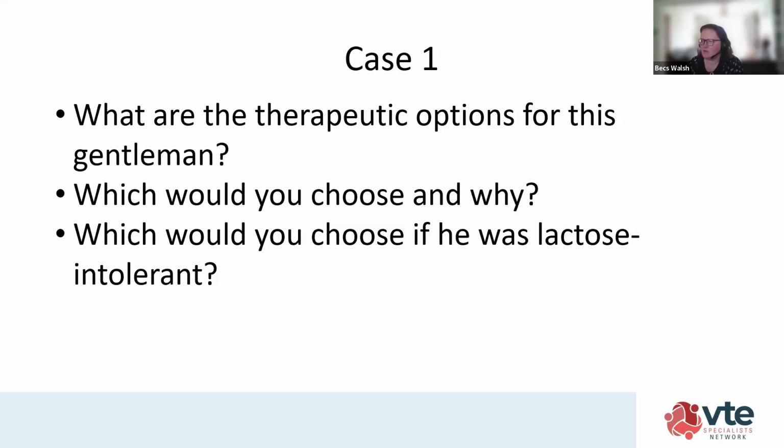Good to discuss. We haven't talked about lactose intolerance, but was there something in the chat about lactose? Someone's putting here that dabigatran is the only lactose-free DOAC. It's not the lactose-free DOAC. No. Edoxaban is your lactose-free DOAC. Yes.